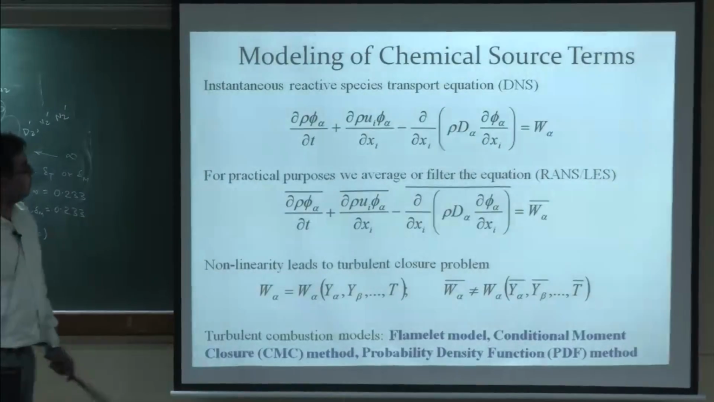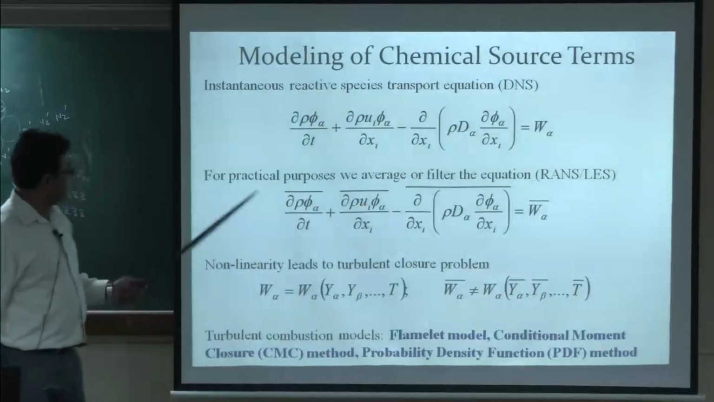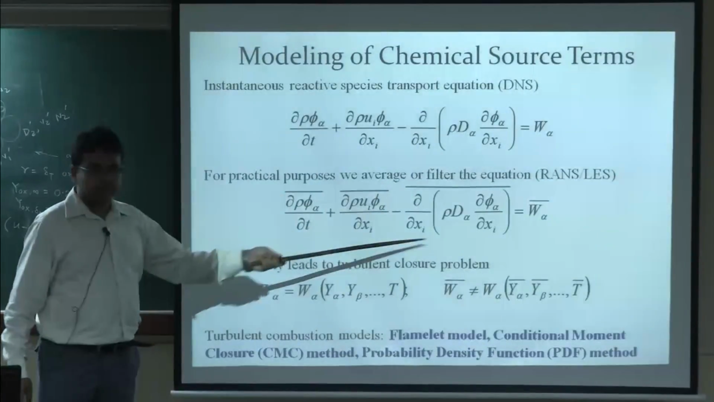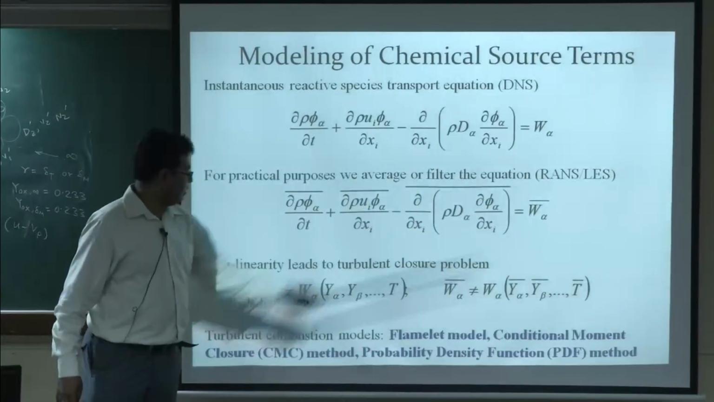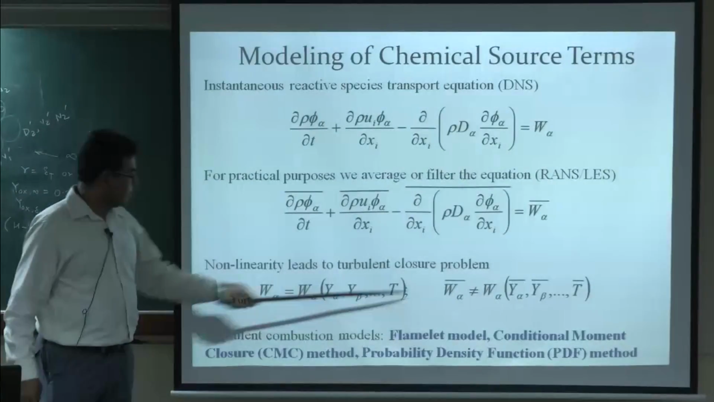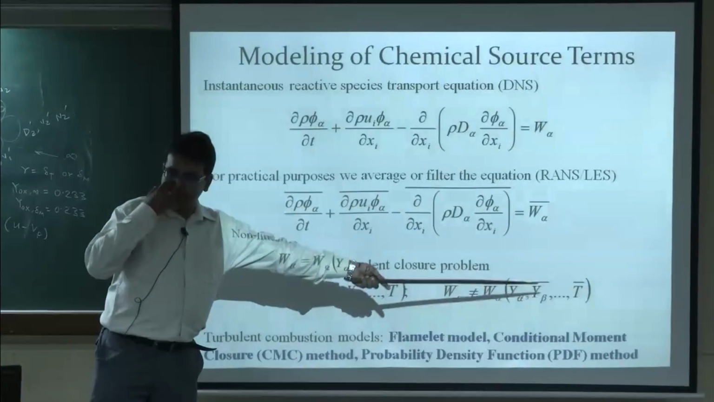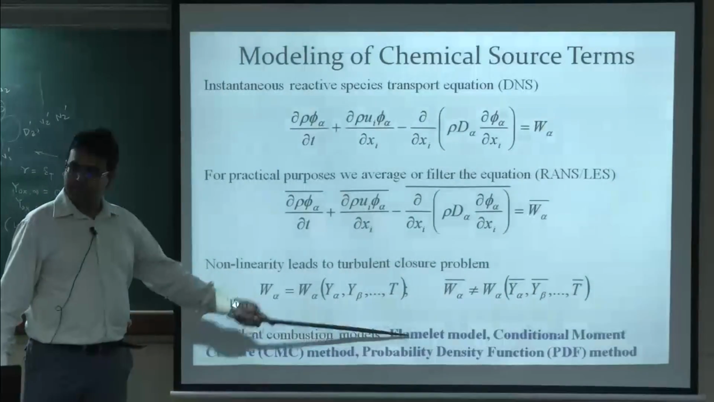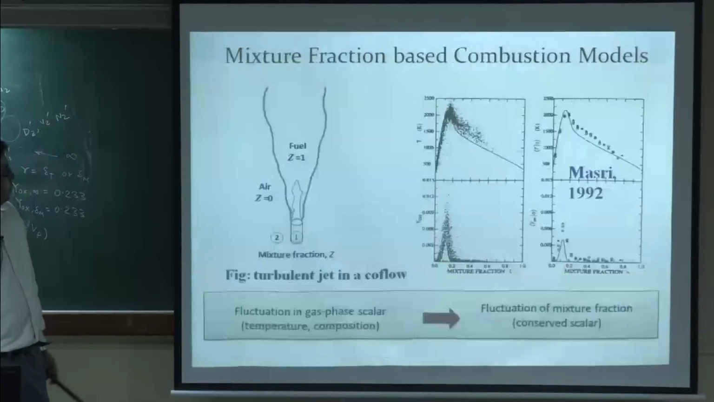Okay. So as I said, this is the instantaneous species transport equation, which has a source term, right? So for practical purposes we average this and we get the transport equations for the species, and there is a chemical source term which is basically averaged. Now it is highly nonlinear, and we cannot simply calculate the average reaction rate from average mass fractions and average temperature. That is not possible. So therefore we need to resort to one of the models like the flamelet model, conditional moment closure, and PDF method. So we can use those.